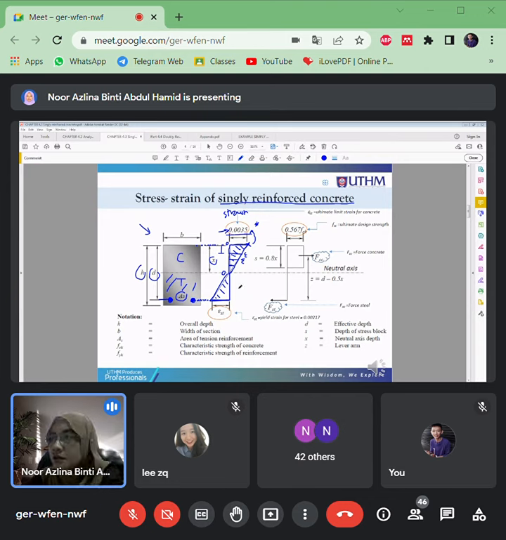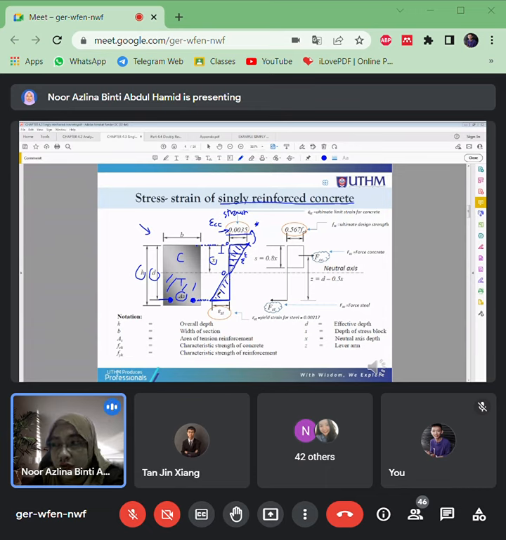Okay, so that is the strain here, which is the strain for the concrete. We label it as epsilon concrete in compression, epsilon cc, while the strain for the steel is epsilon steel in tension, epsilon st. So this is how you draw the block diagram. Ni you kena practice how to draw this one.